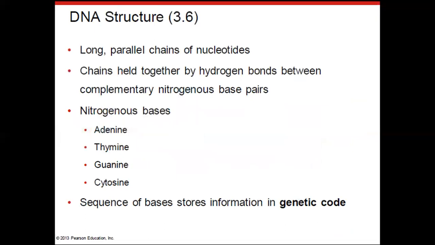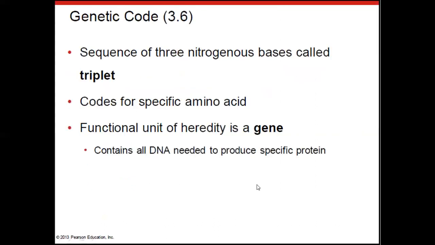The structure of DNA has these long chains, basically held together by hydrogen bonds. And DNA is made up of what's called nucleotides. Nucleotides have a base, called a nitrogenous base. And there's one of 4 bases: adenine, thymine, guanine, and cytosine. So these are the 4 bases that a nucleotide can have. And that basically stores information in what we call the genetic code.